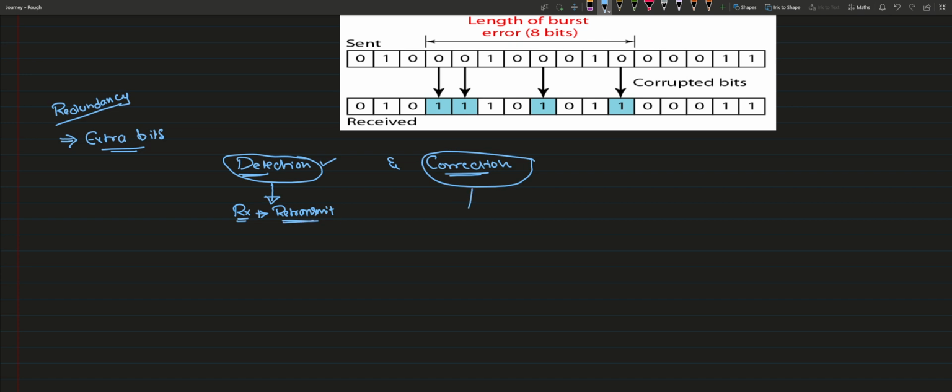In the other mechanism, we have something called forward error correction, FEC. Here, if it detects any erroneous bits, it will correct them by itself.